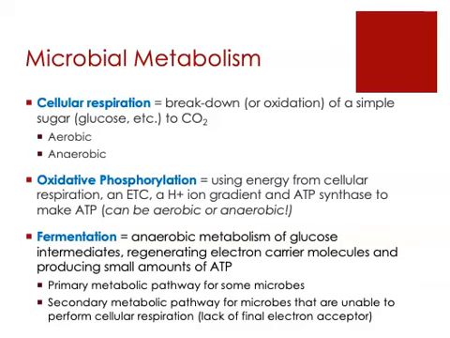Oxidative phosphorylation follows cellular respiration in both aerobic and anaerobic organisms. Oxidative phosphorylation uses the energy that is harvested during cellular respiration, as well as a structure called an electron transport chain, or an ETC, as well as a hydrogen ion gradient, and a critically important molecule called ATP synthase to build this molecule we call ATP.